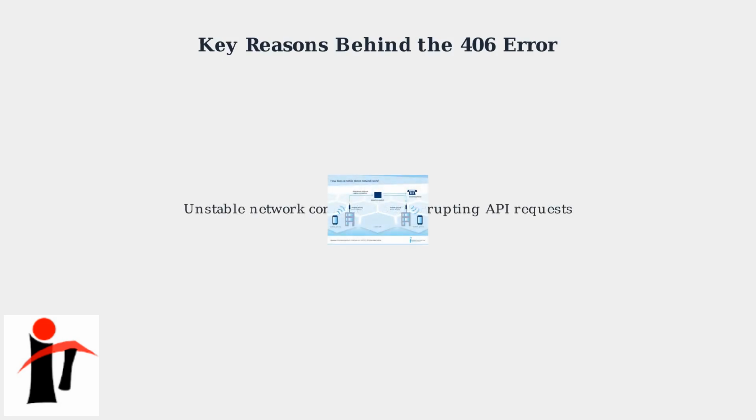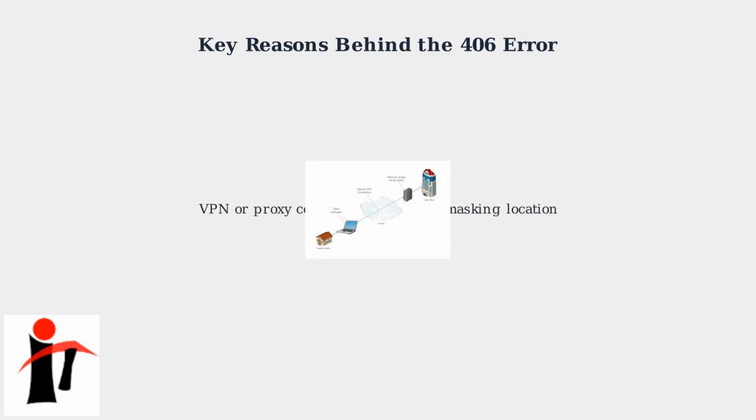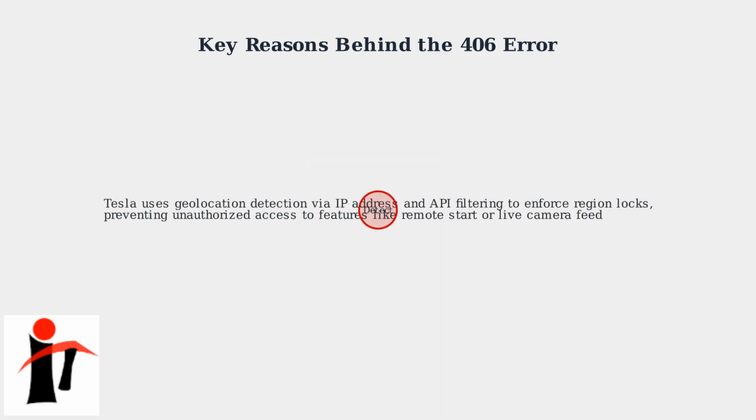Unstable network connections can interrupt API requests, causing the server to respond with errors when requests don't complete properly. Additionally, VPN or proxy conflicts that inaccurately mask your location can trigger the error, as Tesla's system detects inconsistencies in geolocation data. Underlying all these issues is Tesla's use of geolocation detection through IP address analysis and API filtering. This enforces region locks to prevent unauthorized access to certain features, ensuring compliance with local laws and safety standards.